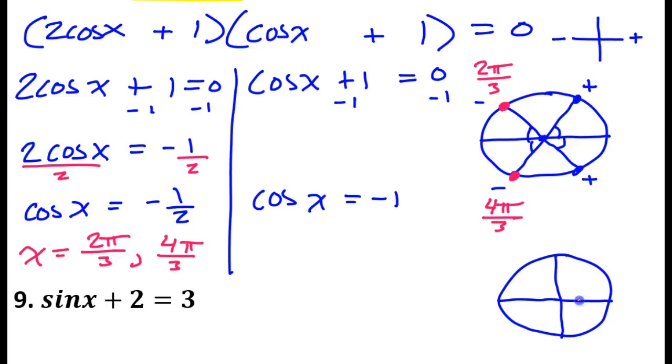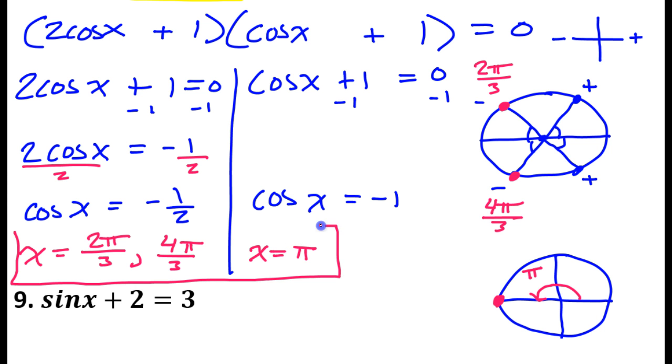Well, this would have an x value of positive 1 because I'm 1 to the right. This would have an x value of negative 1 because I'm 1 unit to the left. So this is the only angle that has a cosine of negative 1, and of course this is pi. So there's another one, x equals pi. So we have these three solutions to our original equation.